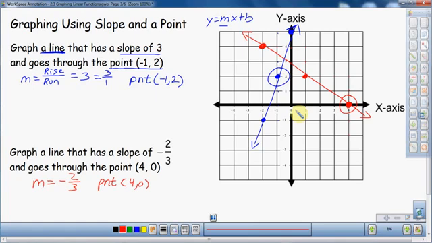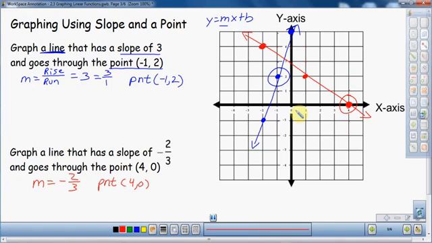Sometimes you'll get off with your point. Sometimes you'll miscount. Sometimes you'll make little mistakes here or there. It's always good to do a third point just to check to make sure you're doing it correctly. It saves you a lot of time, a lot of effort, and you won't make many mistakes. You won't get those red marks on the paper if you just take a little bit of extra time to draw out a couple more points.